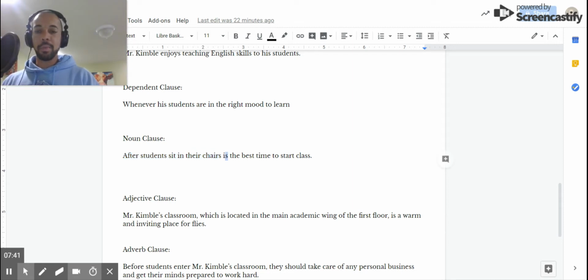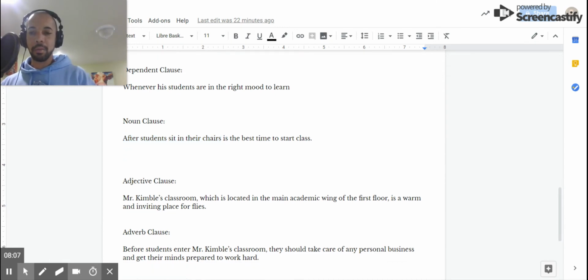Dealing with the second verb, the word is. Who or what is? Well, you're not going to say chairs is. You're not going to say students is. But you can, in fact, say that whole clause because that is what it's doing. That whole clause is the best time to start class. When is the best time to start class? After students sit in their chairs. Okay, so that whole clause is functioning like a noun.